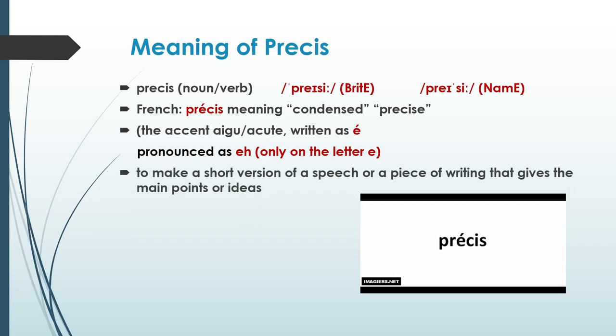Well, let's get to the meaning of it again. It is a short version of a speech or a piece of writing that gives the main points or ideas. Now, this definition is almost the same as what I told you in summary, isn't it? But something is going to be different. There's a technical difference between the two. And this is where you can use it as a verb. You can say, to précis a scientific report. So it can be used as a noun and it can be used as a verb.